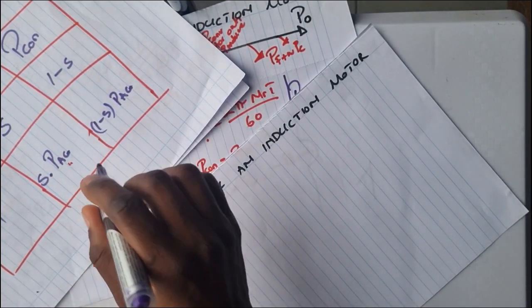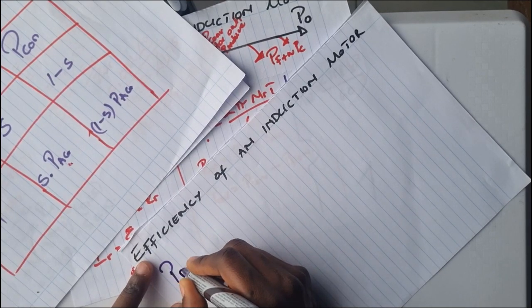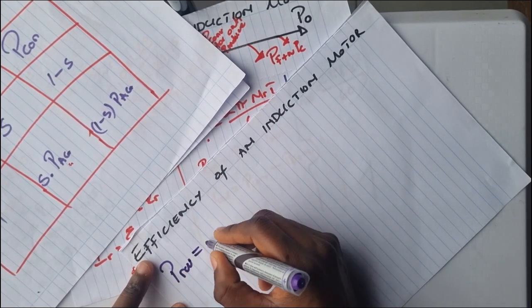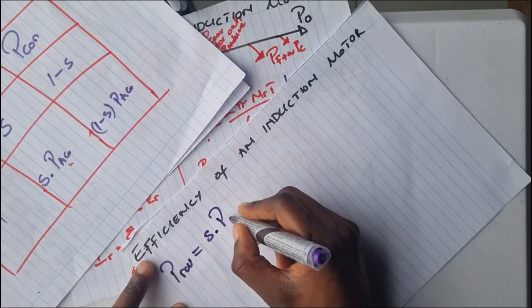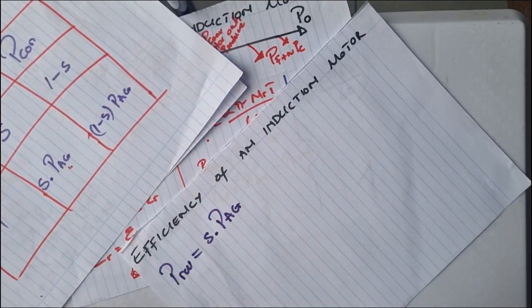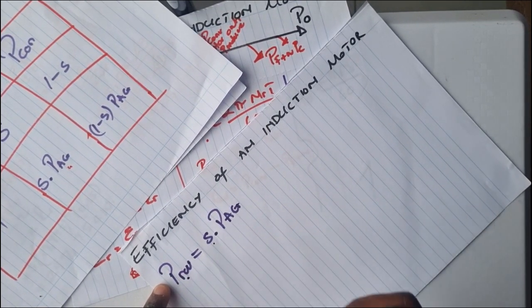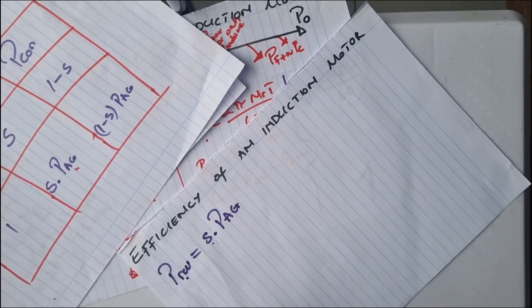So according to this table, it tells me that P rotor copper losses is equal to slip times PAG. Remember that I want PAG in order to calculate torque. Now I have this and I have that, that means I can get PAG.